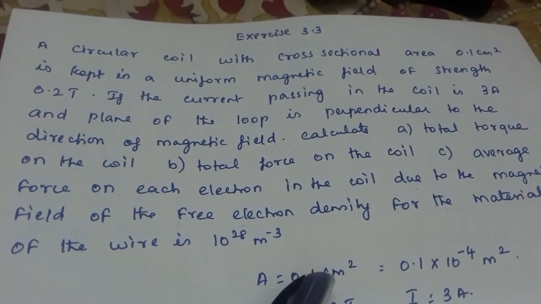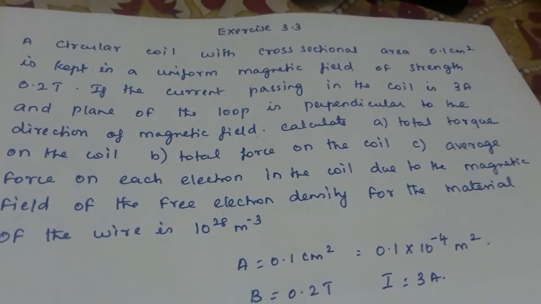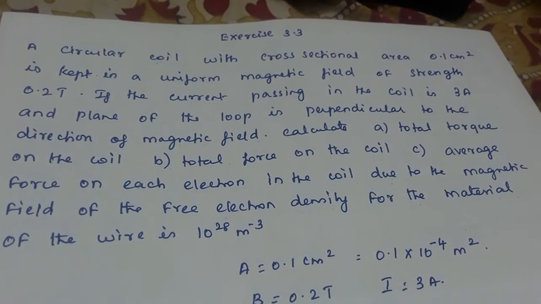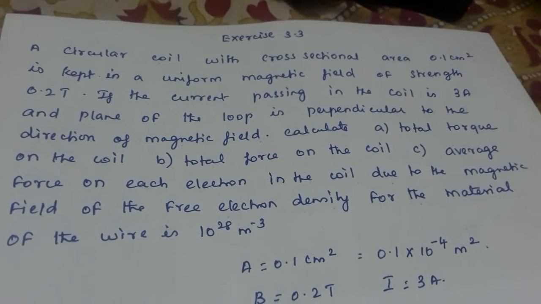Average force on each electron in the coil due to the magnetic field, if the free electron density for the material of the wire is 10 raised to 28 per meter cube.